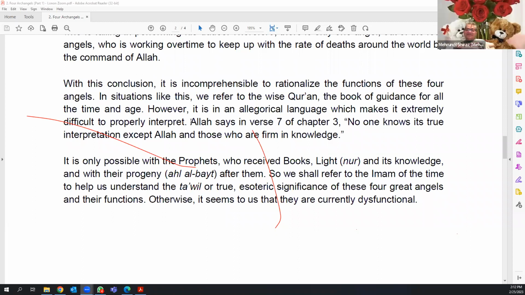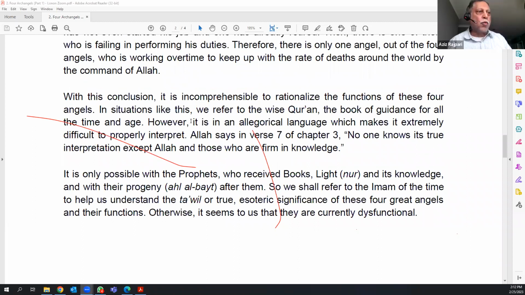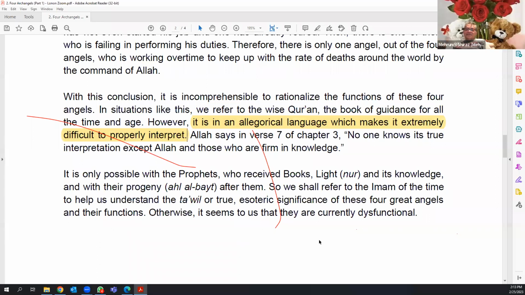Yes, sir. The Quran is the book of guidance for all time and age. However, it is allegorical language, which makes it extremely difficult to properly interpret. That's your answer right there. Okay. There was someone else trying to say something. Can I just enlighten us, say something in support of Shiraz Bhai?